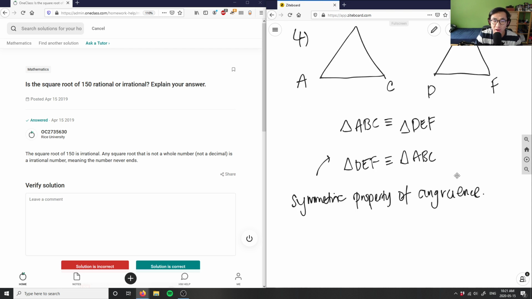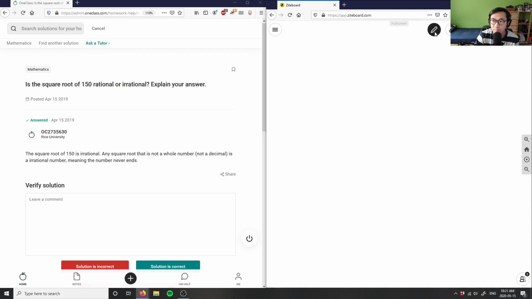Let's do number 5. It's asking us, is the square root of 150 rational or irrational? Okay, so I have the square root of 150. So this here, I'm going to write the math out. So this here is the square root of 150. So it's asking us, is the square root of 150 rational or irrational?